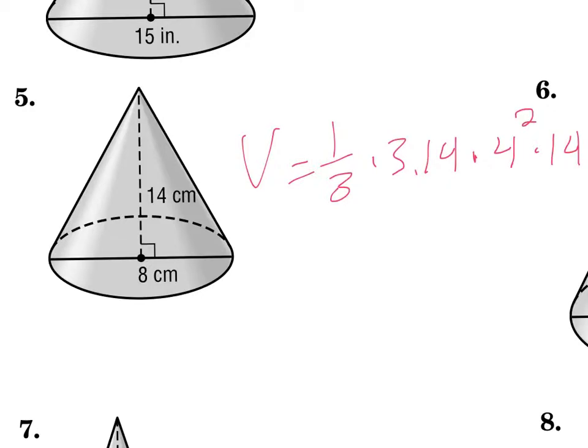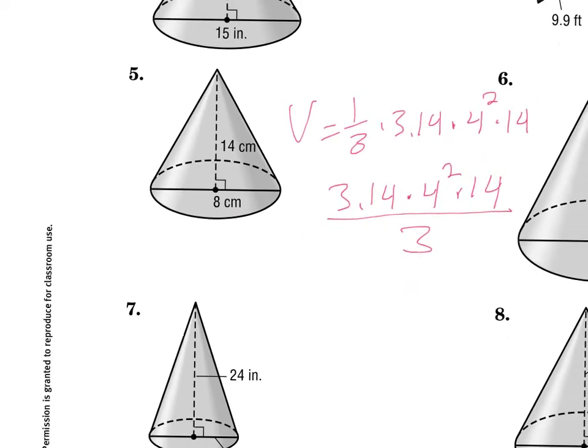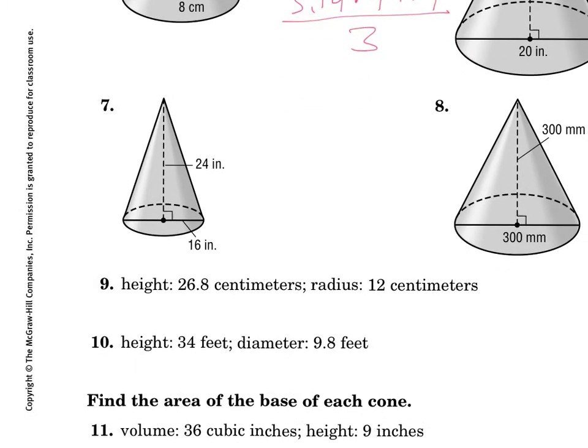Another thing, if the 1/3 bothers you, if that's troubling you, do 3.14 times 4 squared times 14 and then divide by 3. Because multiplying by 1/3 and dividing by 3 are exactly the same thing. So that is something that you can do as well. Especially if your calculator does not have some type of fraction key, it would make your life a little easier.